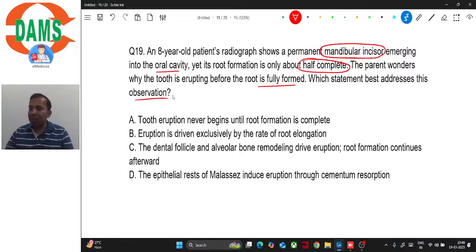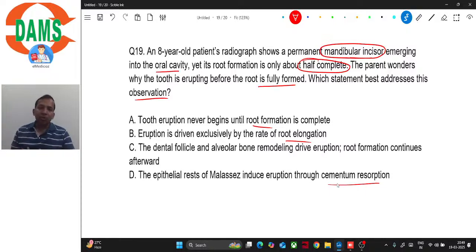Tooth eruption never begins until root formation is complete. Eruption is driven exclusively by the rate of root elongation or root formation. The dental follicle and alveolar bone remodeling drive eruption. Root formation continues afterwards. The epithelial rests of Malassez induce eruption through cementum resorption. So, what do you think would be the correct answer here? Which option is correct? Yes, very good.